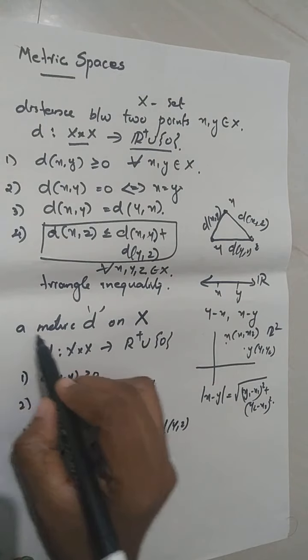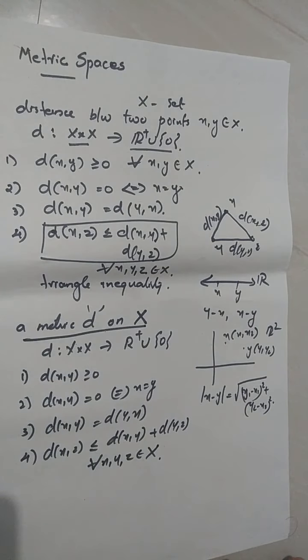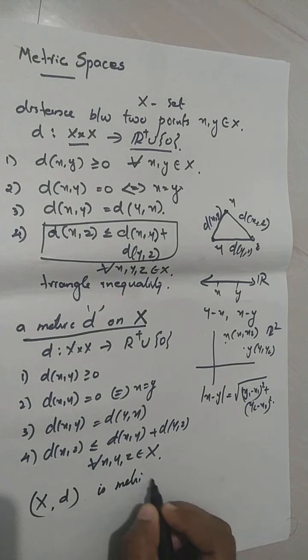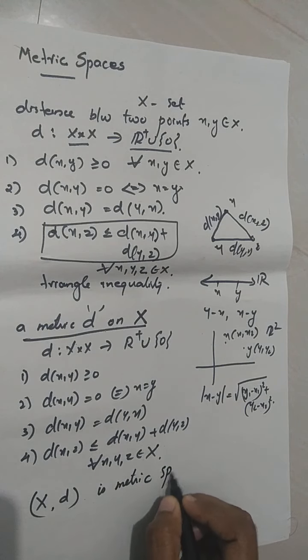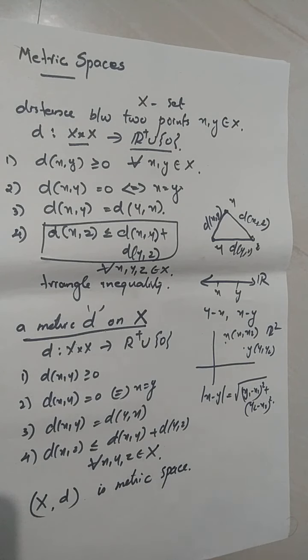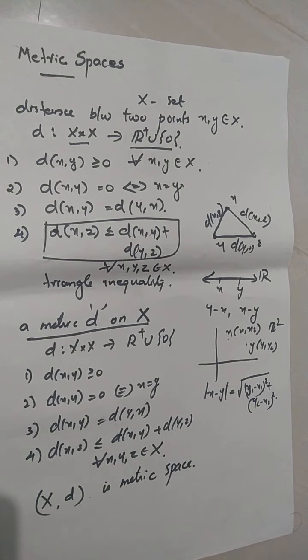Okay, so metric is always a function. Right? Then when we have the set capital X and the metric D, then the pair (X, D) is called a metric space. So what is a metric space? A metric space is a set together with a metric. A non-empty set together with a metric D is called a metric space.